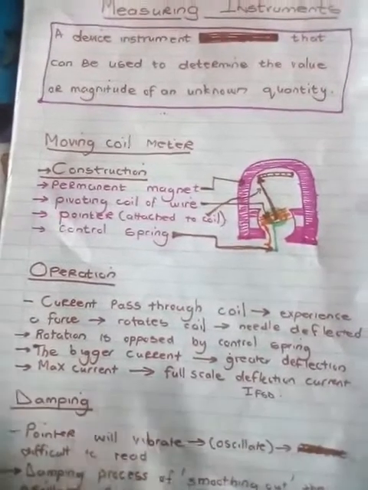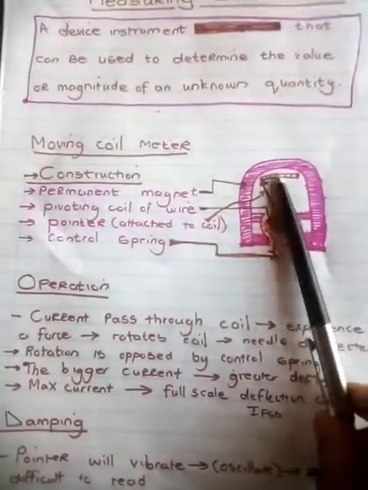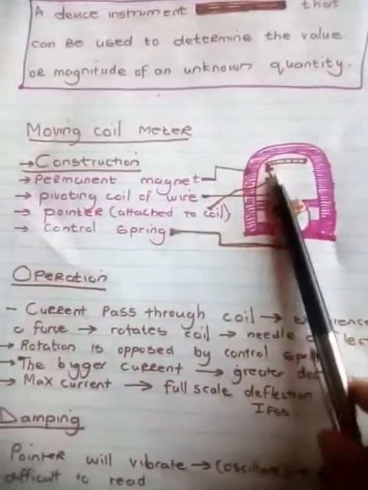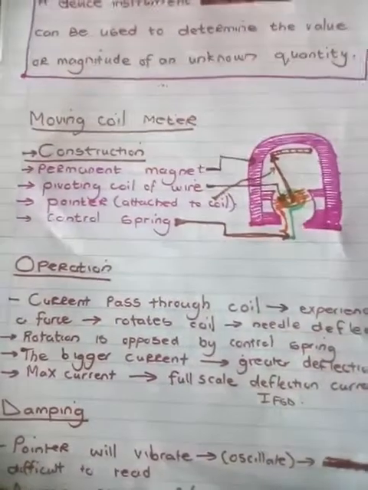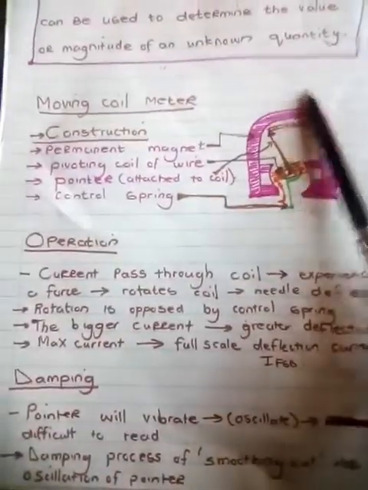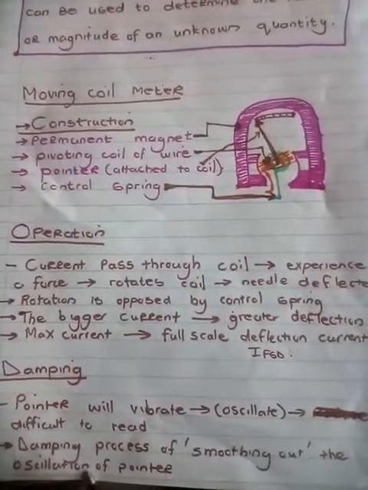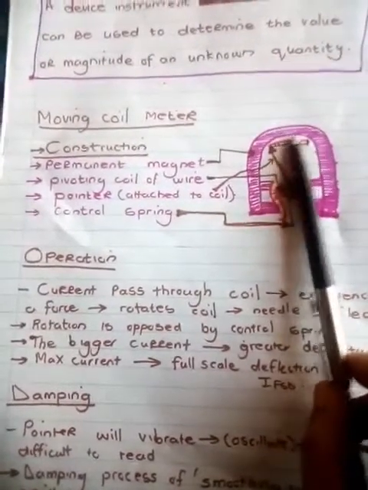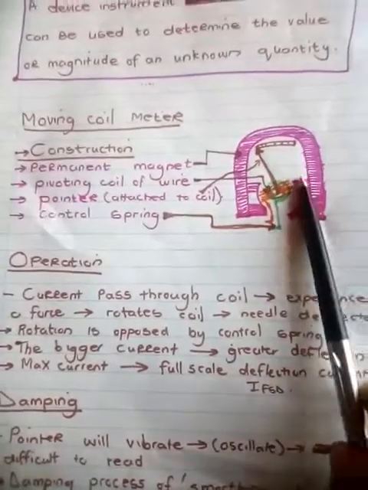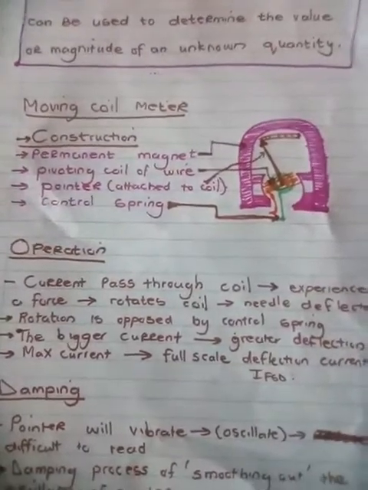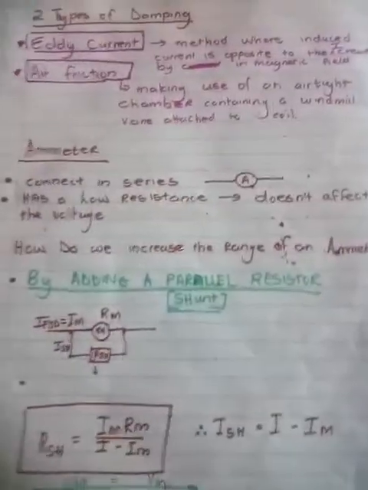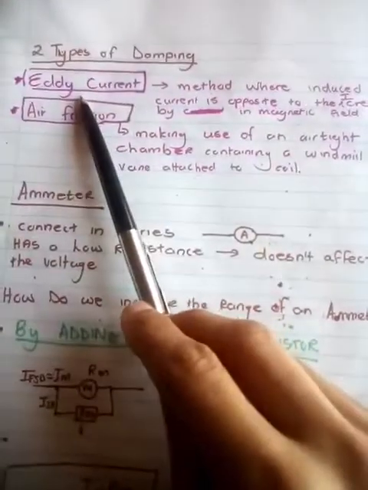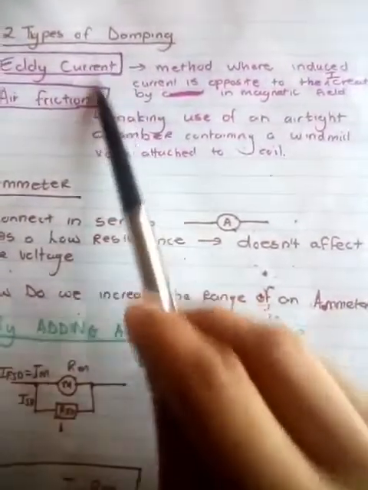Then you need to know damping. Obviously, this is an analog meter. The pointer will vibrate or oscillate, which can make it difficult to read. You need to get rid of it. Damping is a process of smoothing out the oscillation of the pointer. We don't want that shivering. You need to get rid of it by making use of damping. And damping can be of two types: eddy current and air friction. You just need to know them.